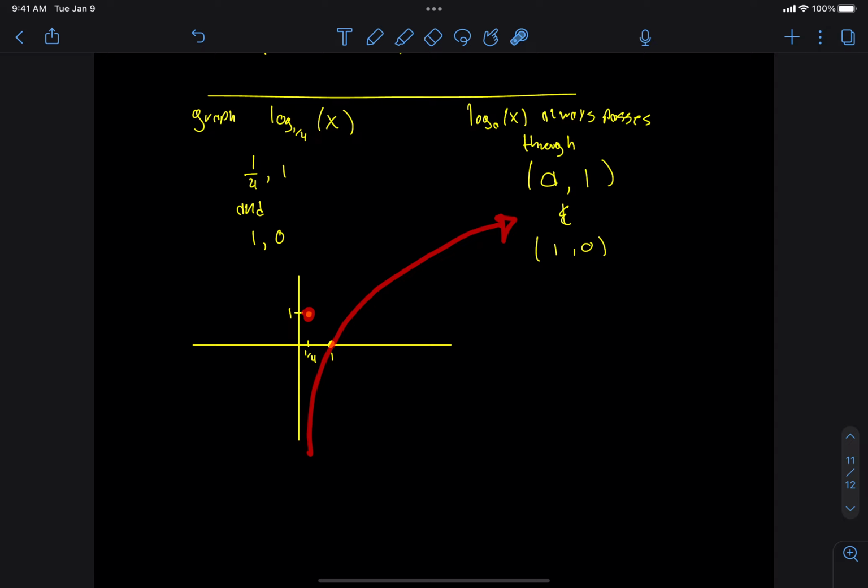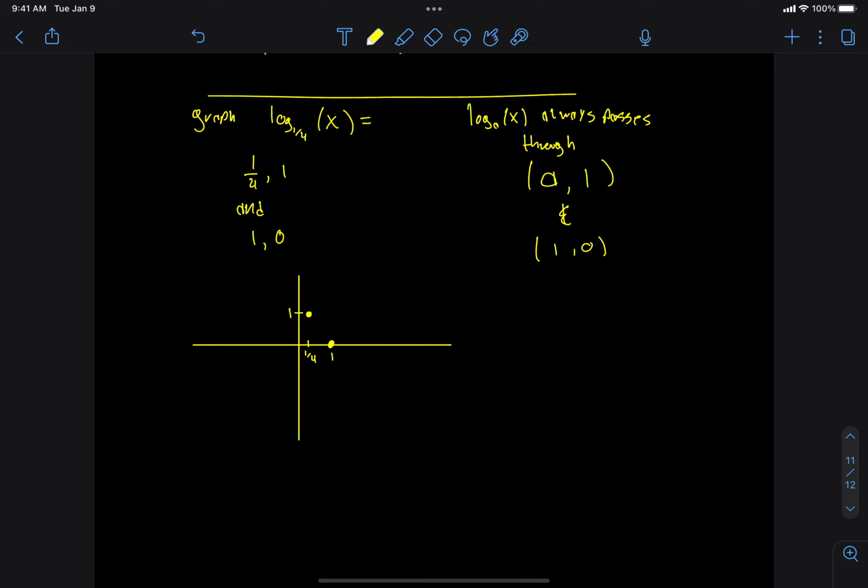Why is this point sort of out of place for a logarithm function? Is it reflected about the line y equals x? Yes, it has to do with the corresponding exponential equation. Let's see what it looks like.